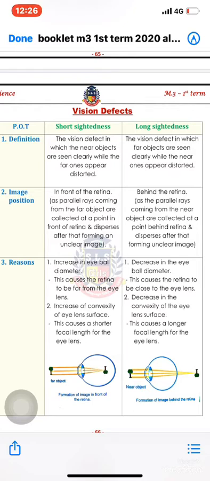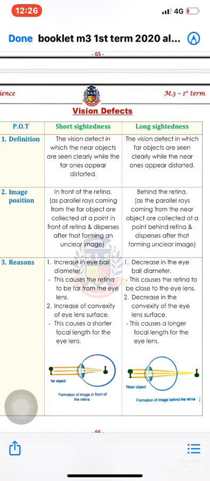In long-sightedness, the image is behind the retina. The parallel rays which are coming from the near object, yes? The near objects are collected at a point behind the retina and then disperse after that forming an unclear image. They also undergo dispersion after this, forming an unclear or distorted image. So here the parallel rays of the near object are collected behind the retina.